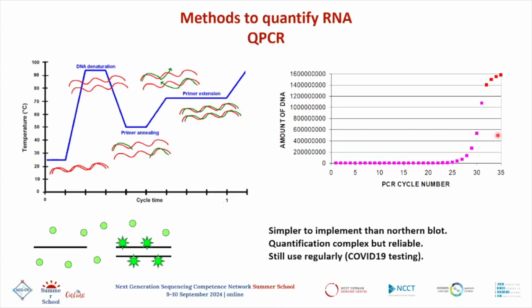This is typically much simpler to implement than a Northern blot. The quantification, despite being a bit complex, is very reliable. And we use this quantitative PCR very regularly. For example, COVID-19 was tested using mainly quantitative PCR. The inconvenience of the method is the throughput, because one would need to make a PCR for every single gene that one would like to study. Therefore, it's difficult to study a large amount of molecules using this specific method. As well, one needs to amplify a specific gene, so one needs to already know which region of the genome is interesting to be amplified.